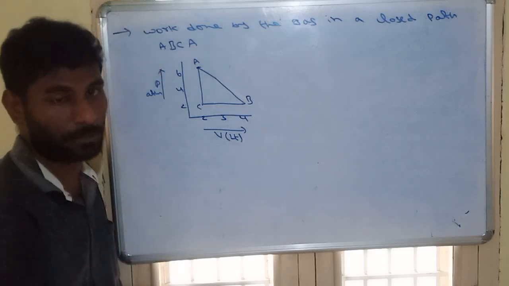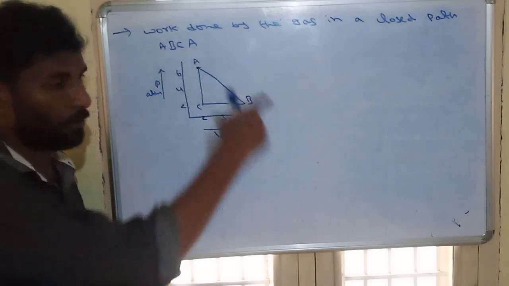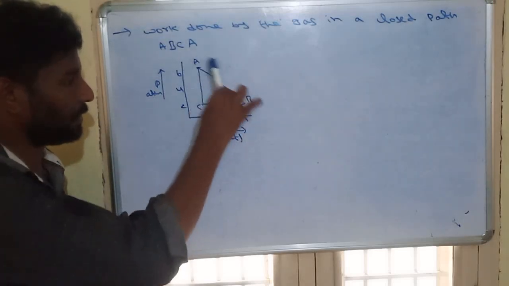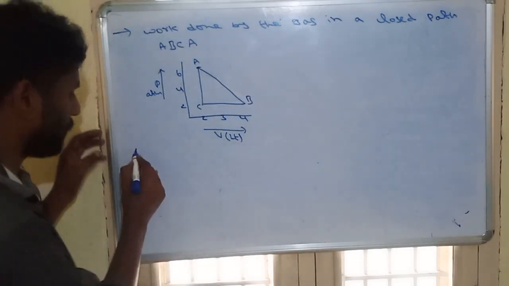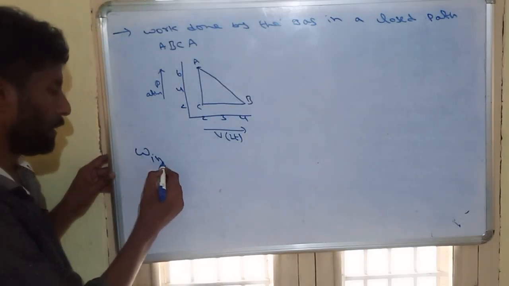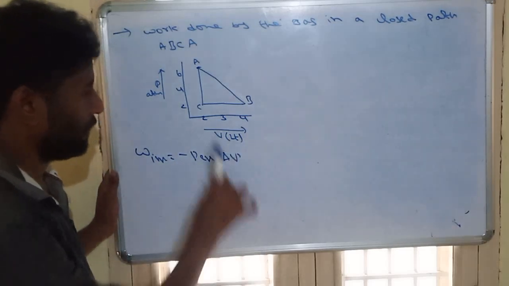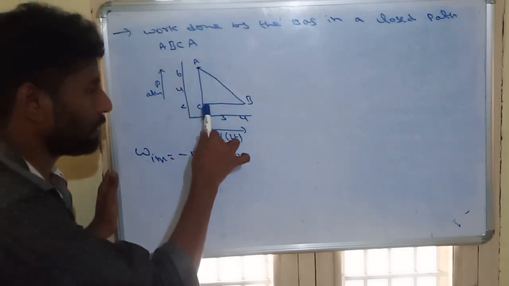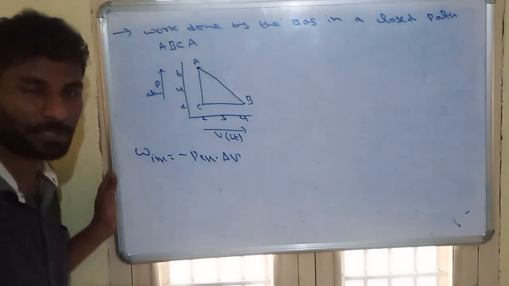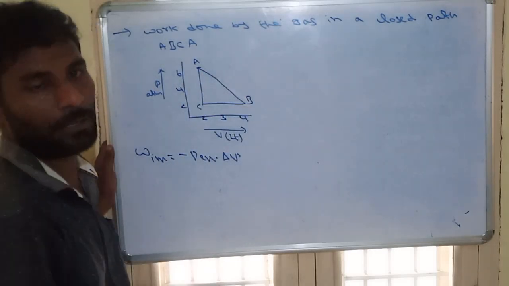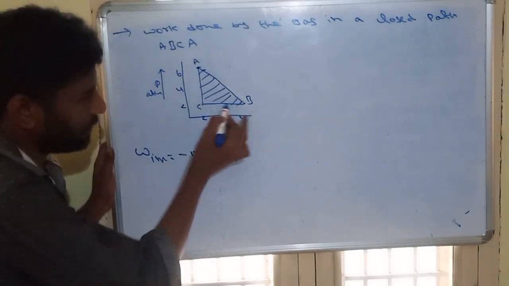But work is not a state function. It is a path function. So the total path we have to calculate. So from the ABCA PV graph we have to identify work. We know the work formula for irreversible process is minus P into delta V. But remember, here in this total process pressure is also changing. When pressure is changing, we cannot apply this formula. So directly we can use the area under the curve. So the total area of the graph is called work.